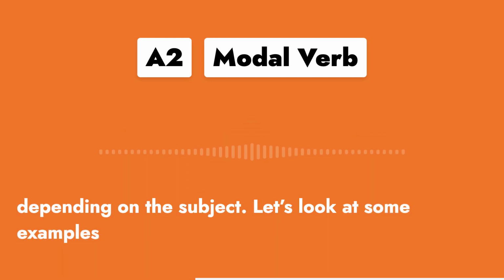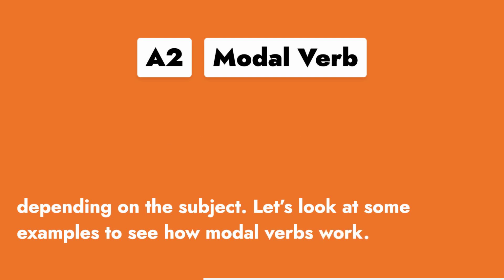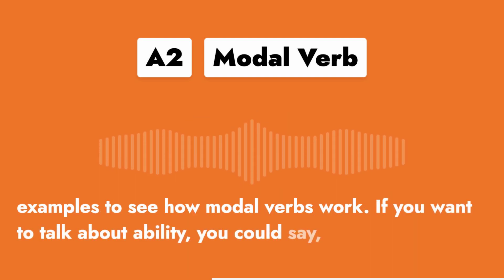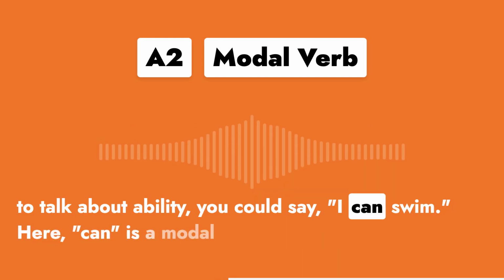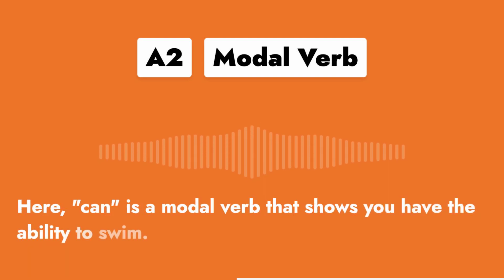Let's look at some examples to see how modal verbs work. If you want to talk about ability, you could say, I can swim. Here, can is a modal verb that shows you have the ability to swim.